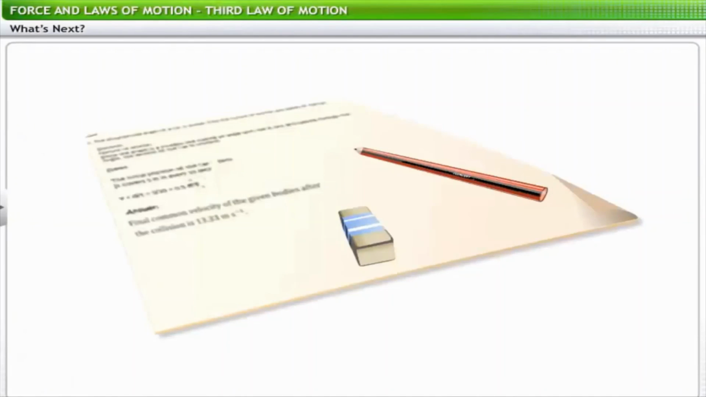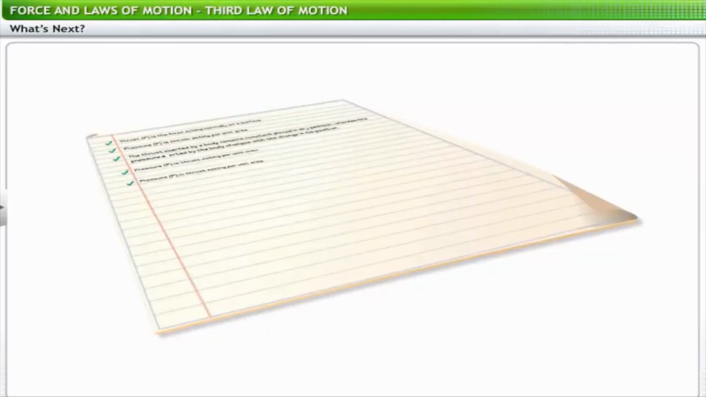This section on solved problems provides you an opportunity to review a model problem based on the third law of motion. To revisit the key points covered in this lesson, please review the flashcards.